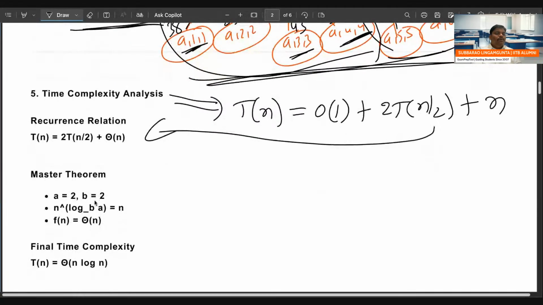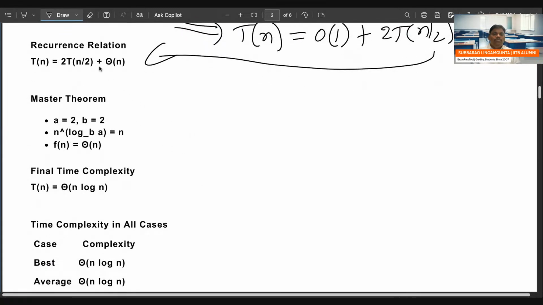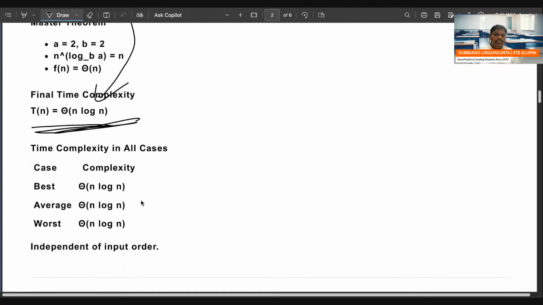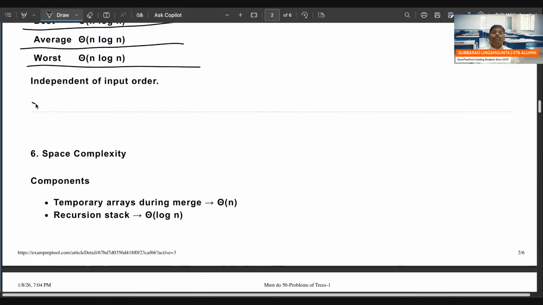Using master theorem or using substitution method or using recurrence tree method, you solve whatever you want. If you solve this one using master theorem, you will get n log n time. Time complexity of merge sort is n log n. In every case you have to do the same. Best case time complexity is n log n, average also n log n, worst case also n log n. So it is independent of the input. Whatever input you give, it is the same.